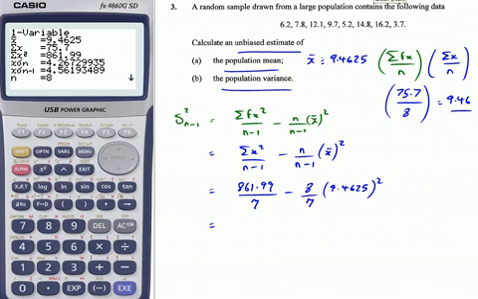that figure is given to you under the symbol x sigma n minus 1. However, that is the best estimate of the population standard deviation. We want the variance, so it must be the square of that. So we could also explain to the examiner how we might get it.